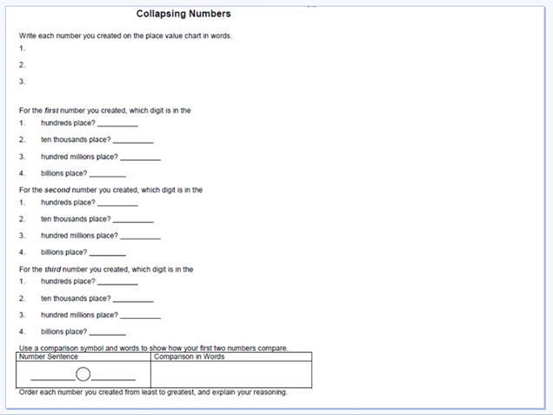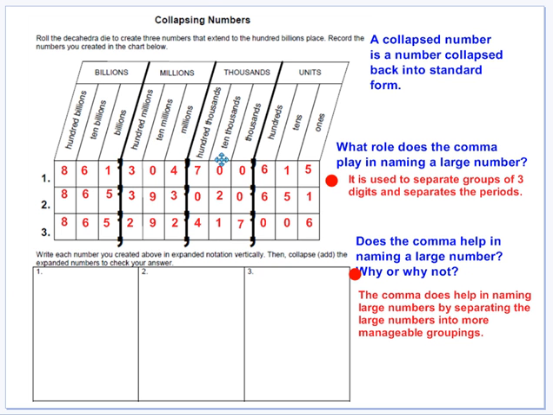10,000s place, I'm going to find that one. Here's my thousands, there's 10,000s, and I would say 0. So there's a couple of examples for you. Sorry, I keep going the wrong direction there. So you're going to do that for the other 2 numbers that we created.